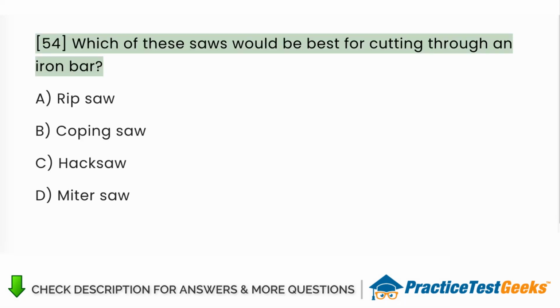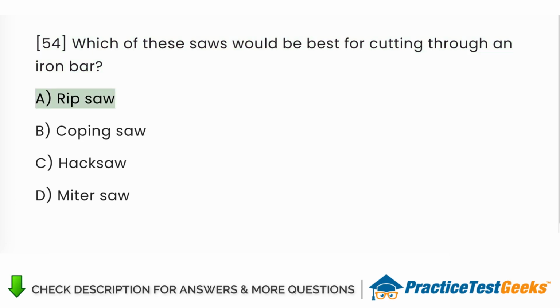Which of these saws would be best for cutting through an iron bar? A. Rip saw. B. Coping saw. C. Hacksaw. D. Miter saw.